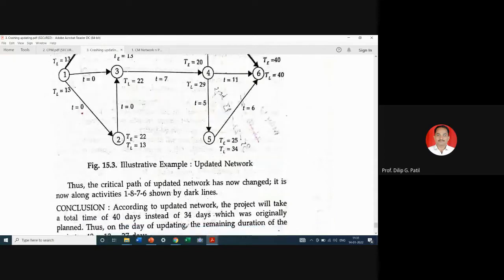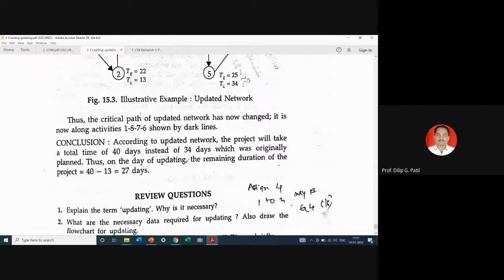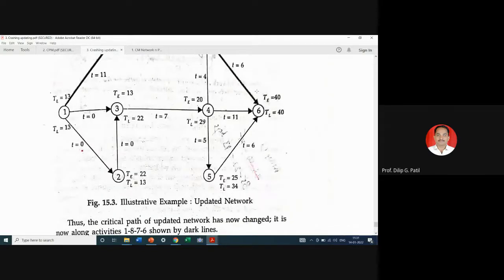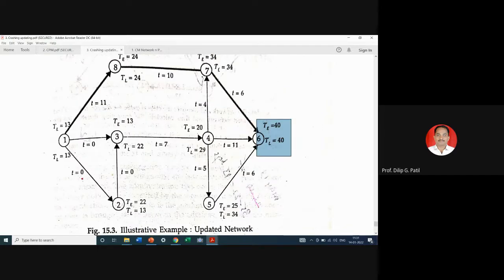You can have updating of the project network again after some days. Suppose now we have updated the project network after 13 days, and now the project duration is 40 days. You can have a review of this project progress on the 20th day, 25th day, or so on. Accordingly, there will be continuous change in the activity durations, the extra time required or time required to complete these activities which are in progress or yet to be started.